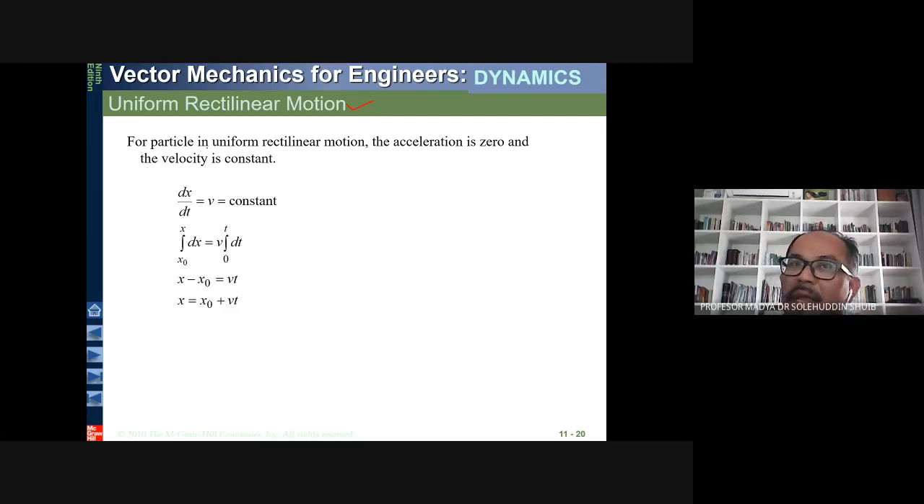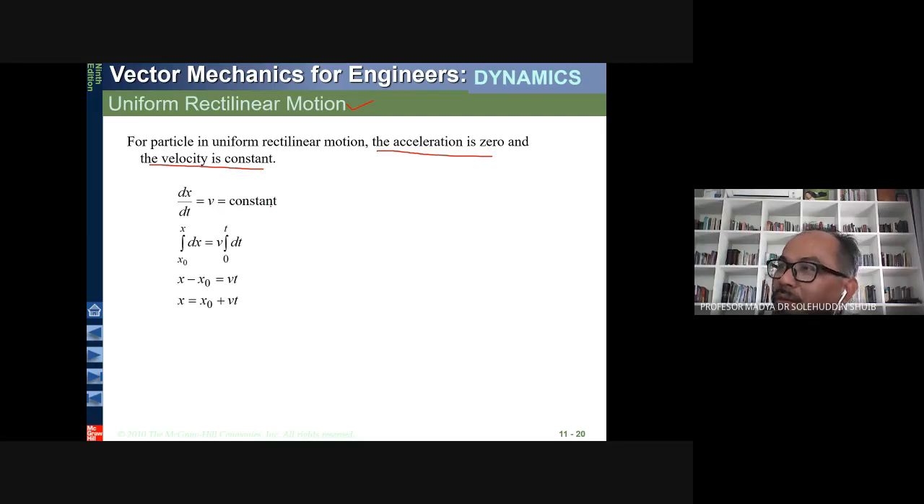As I mentioned in an earlier slide, for a particle in uniform rectilinear motion, acceleration is 0, and the velocity is constant.